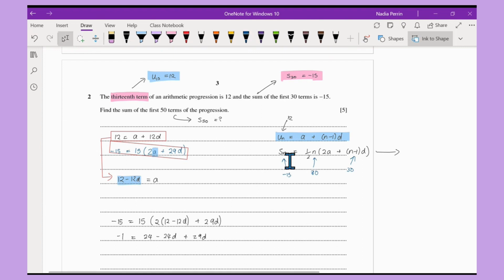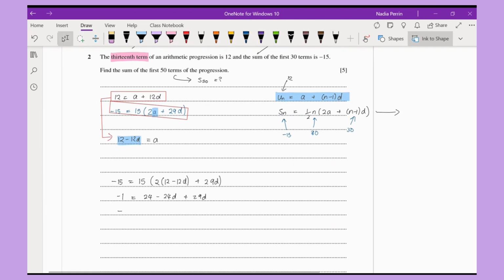And then just continuing on. So just tidying that up there, I've got 24 there. Negative 24 plus 29 is 5D. I can move that over. Negative 25 equals 20 equals 5D. So D is equal to negative 5. And then to find out what A is, we can now put this one back into our little equation that we had there. So 12 minus 12 lots of negative 5 should equal A.